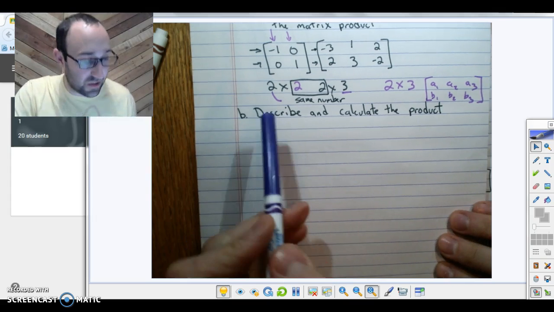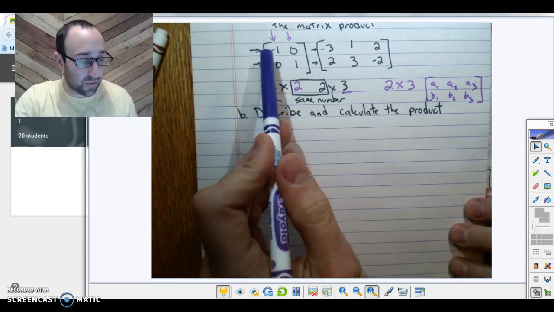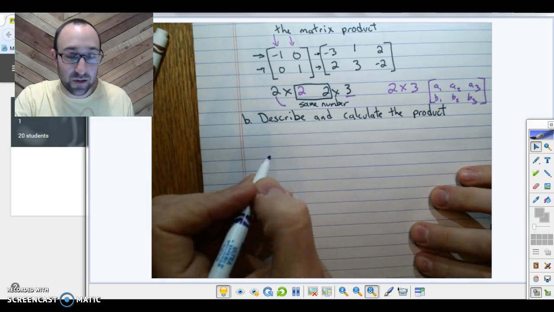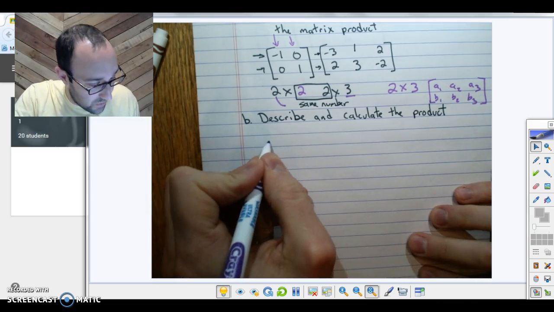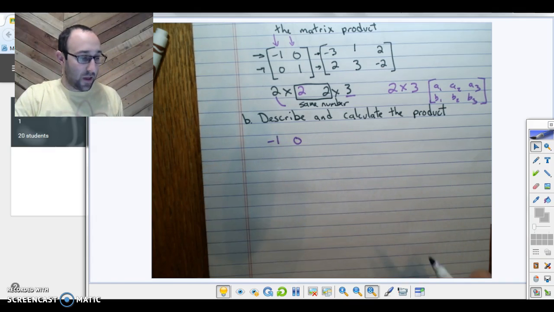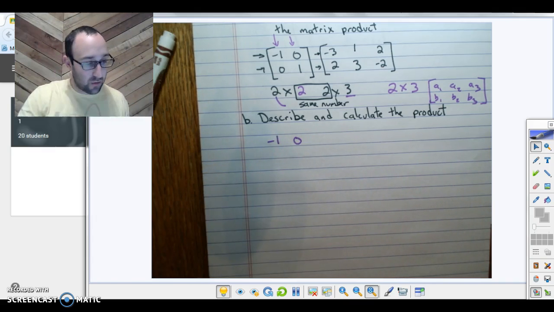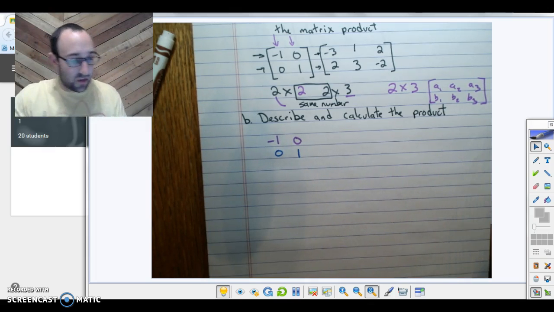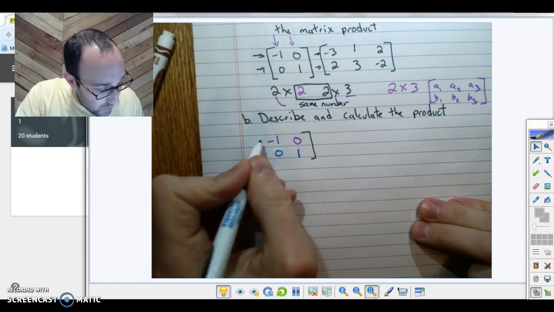We're going to do the exact same thing, rows and columns. I'm going to rewrite this using some different colors, because hopefully that'll help keep everything straight. So the first row is going to be -1, 0, and the second row is going to be, let's make it blue, 0, 1. So we have those in a matrix, and we're going to multiply that.